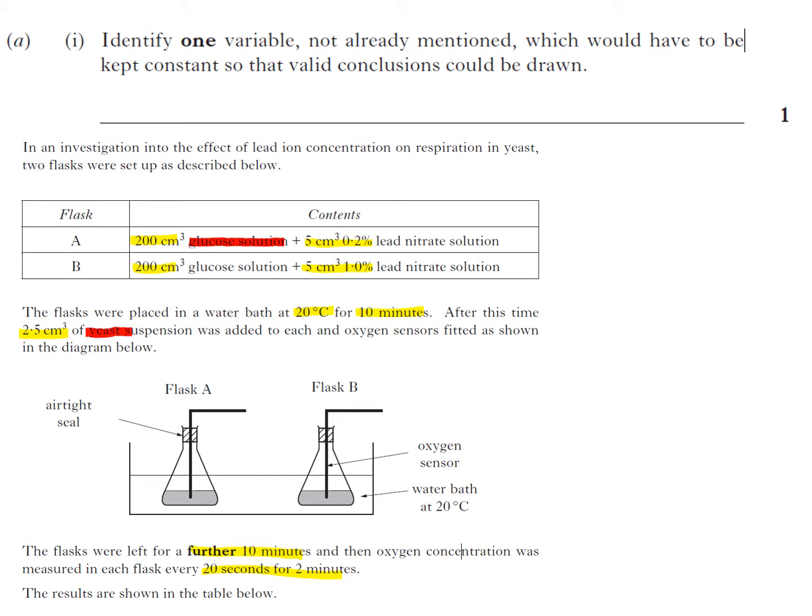I think this is the one that most people will go with. The yeast suspension, we've got volume, but we don't have anything about the type of yeast, species of yeast, the age of the yeast, concentration of this. So this is probably your best one to go with.